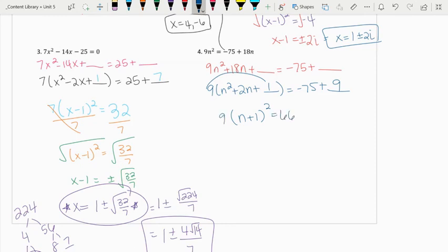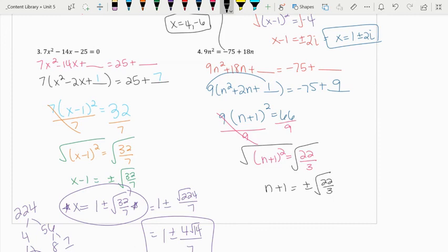But again, remember that 9 needs to drop down. So now we have 66 divided by 9. So n plus 1 squared equals 22 over 3 if you reduce it. The square root, n plus 1 equals plus or minus the square root of 22 over 3. And then we would subtract 1. So n equals negative 1 plus or minus the square root of 22 over 3.